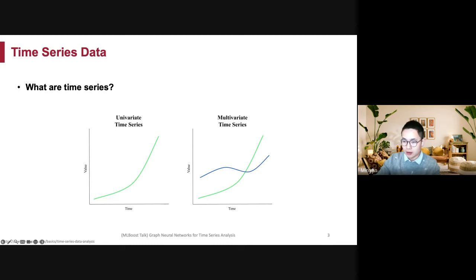A typical example: the green one is denoted as the daily temperatures in the city, and the blue one is about the humidity. These two variables in this case may correlate with each other. When we use graph neural networks to model multivariate time series, in most cases we are learning their correlations, or the spatial dependencies between different variables.